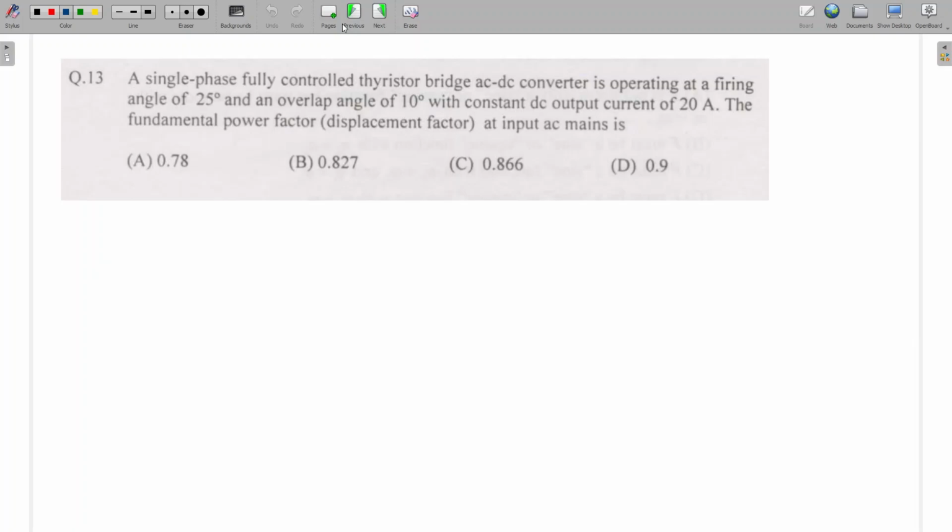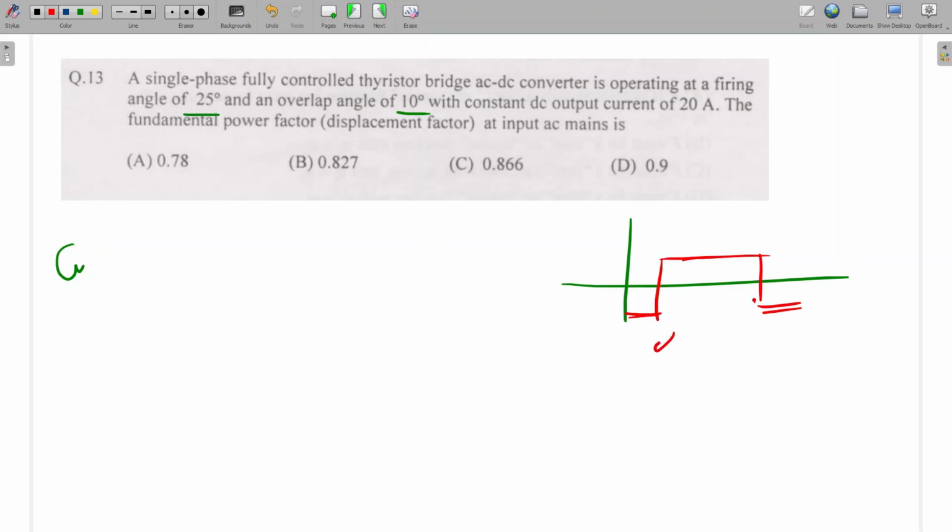See this one. A single phase fully controlled thyristor converter is there, with 25 degrees firing angle and 10 degrees of overlap. What will be the fundamental displacement factor? Normally what will be the current? The current will be like this, it will be minus I naught. This is the alpha angle. If you see the fundamental current, it will start like this. This is the shape of the fundamental current.